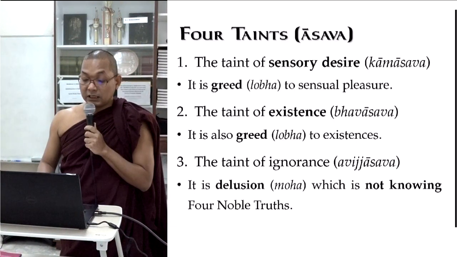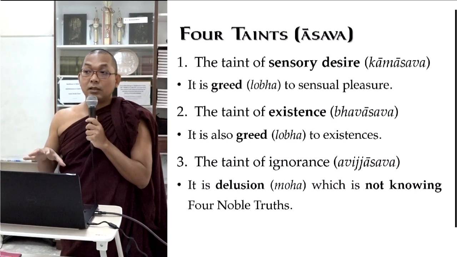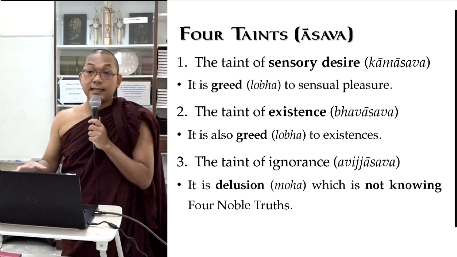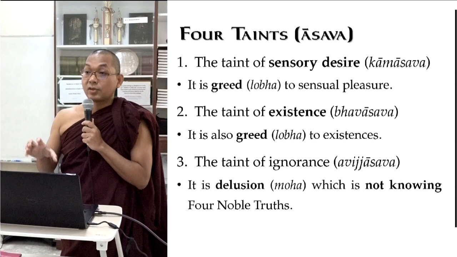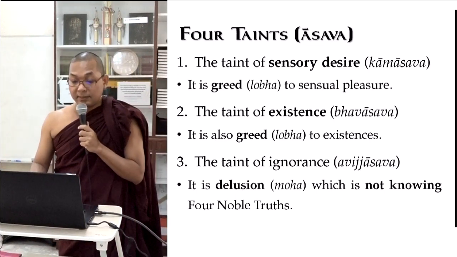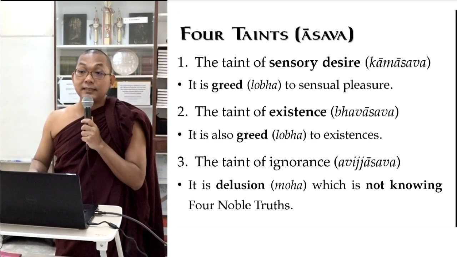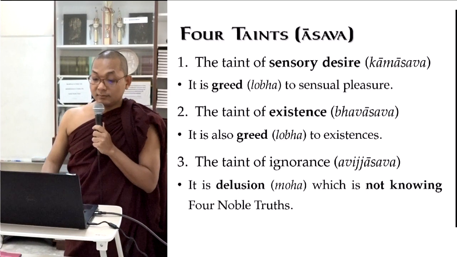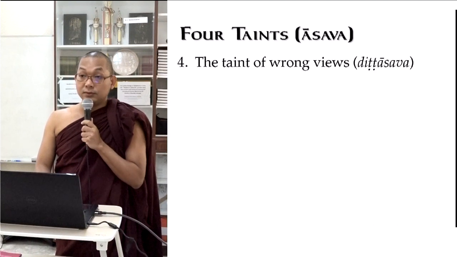So ignorance is not knowing the Four Noble Truths. One of the things here is that the author will take on all the categories, so we have to learn not based on the ultimate realities. According to Abhidhamma, ignorance is taken as moha, right? The first two are lobha, mental factor. The number four is the taints of wrong views.